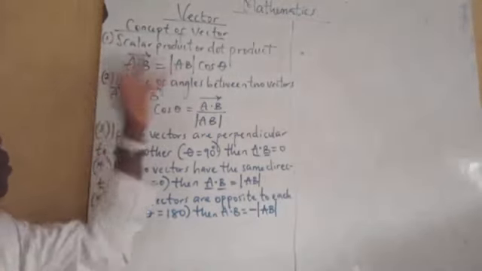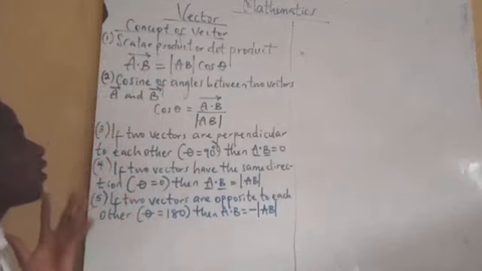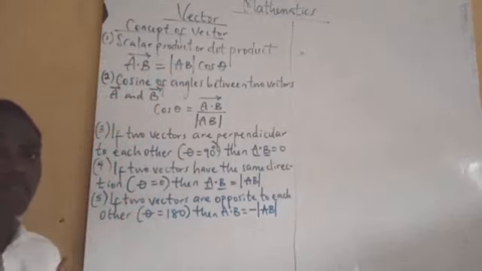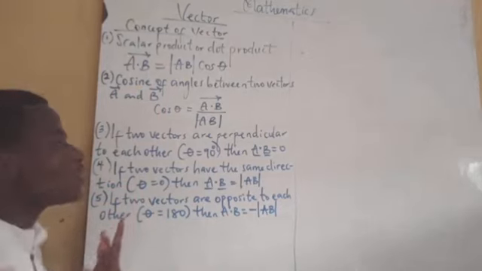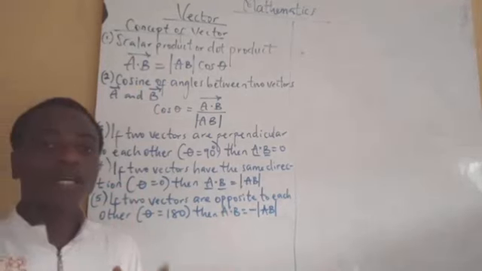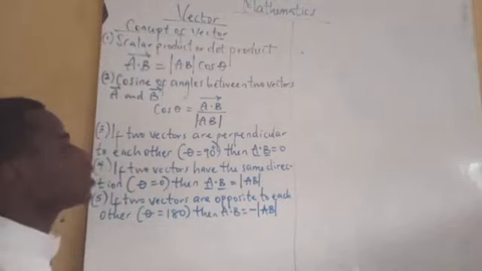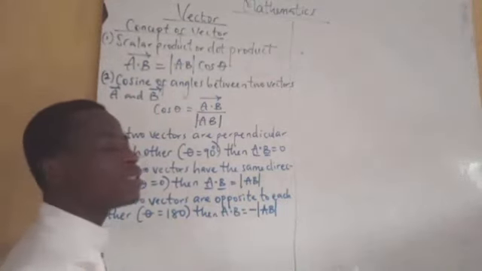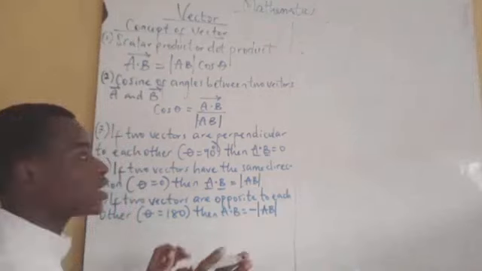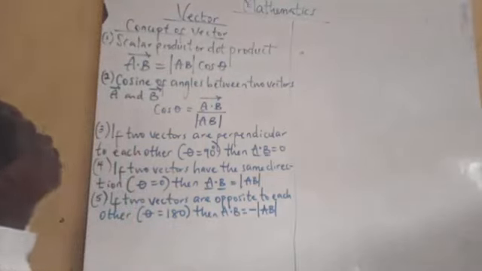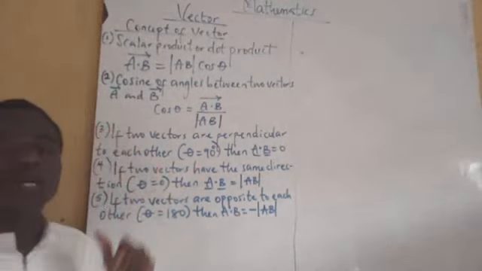So the concept of vector, or if I would like to explain what is called vector again for the non-science students: vector implies a quantity that has magnitude and direction. And when we say magnitude, it implies size. That is talking about size. So the concept of vector now.